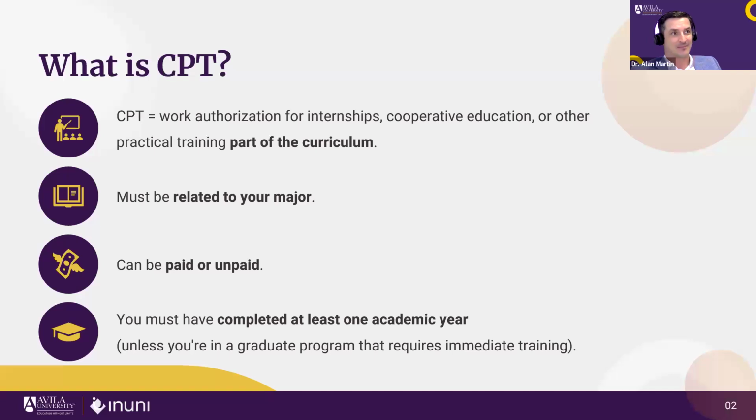You cannot, for example, be doing computer science and then work in a fast food restaurant for your CPT. That's not in alignment with your degree. And in fact, the approval process for CPT has to go through your academic advisor at Avila. So they have to review the job description that you're applying for and determine whether that's in alignment with your degree program, because the ultimate goal of this is to get you valuable experience related to your degree as part of your degree program.